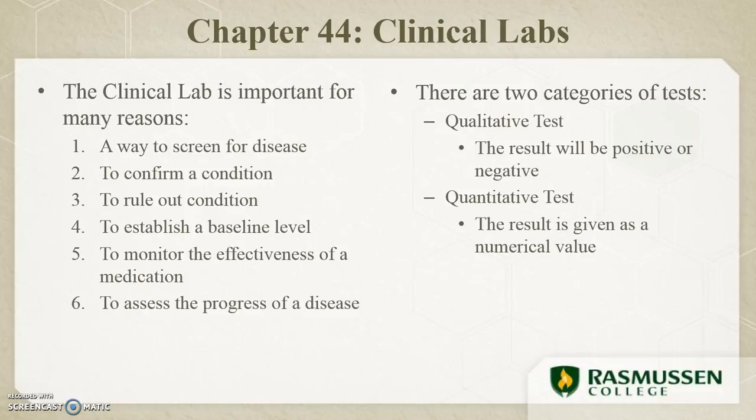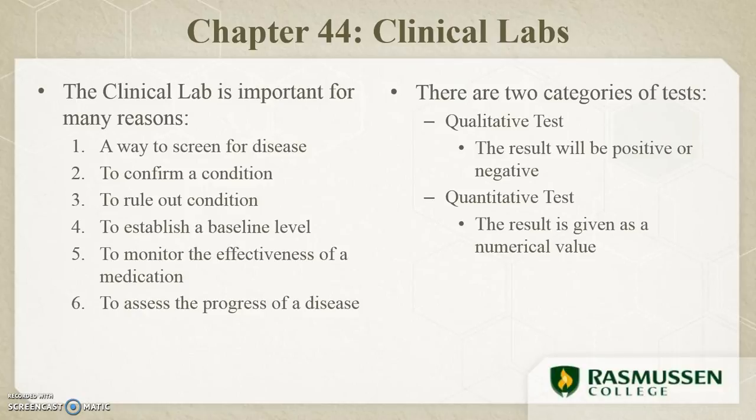When we talk about labs, they typically fall into two categories. They're either qualitative or quantitative. A qualitative test is something that is going to give a result that is either positive or negative. Those are the only two options for the result. The best example I can give is something like a pregnancy test. When you take a pregnancy test, it's looking for one specific substance, the HCG hormone, and it will tell you, yes, you are pregnant, or no, you are not. Yes or no, positive or negative. Those are the only results that you'll receive with that qualitative test.